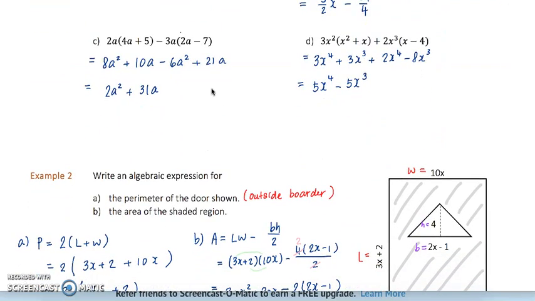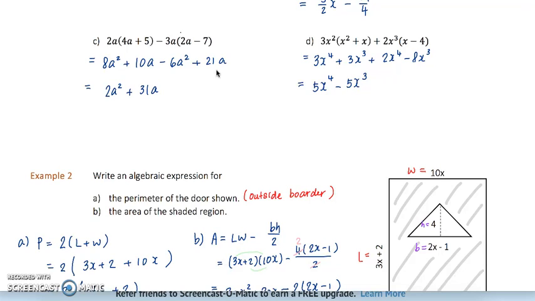Question C. I have 2a times 4a plus 5 minus 3a times 2a minus 7. So here, we start by multiplying 2a by 4a, that's 8a squared. 2a times 5, that's plus 10a. We have negative 3a times 2a, negative 6a squared. Negative 3a times negative 7, be careful with the sign, is positive 21a.